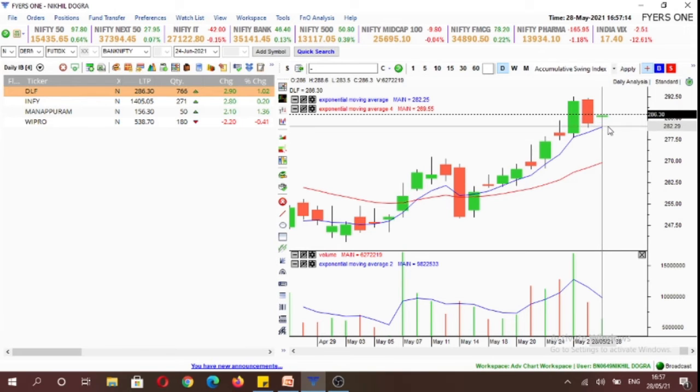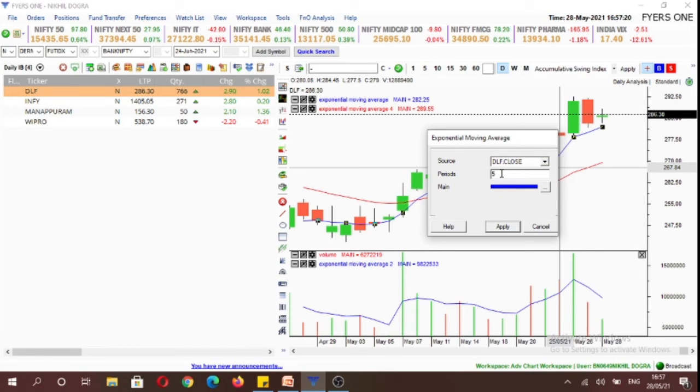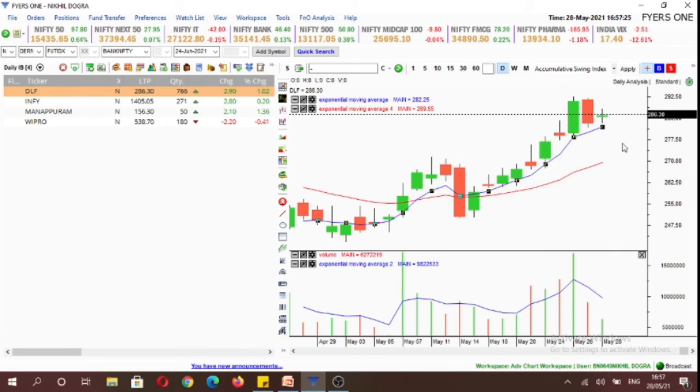So here you can see that in terms of price structure, we have plotted 5-day exponential moving average. So market is trading above 5-day exponential moving average in DLF, and we will look for buying opportunity above 288.7 levels with our normal size, and below 283.4 we will look for selling opportunity with half our normal size.